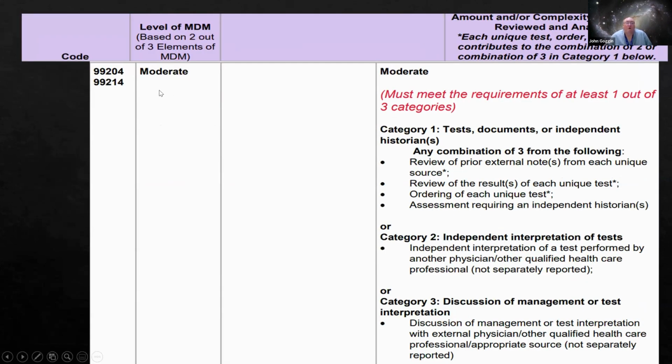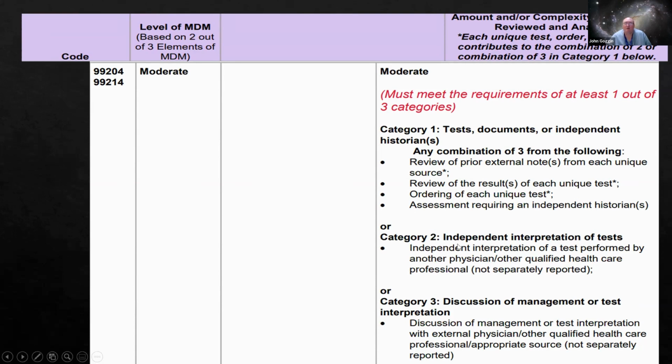So for level 4, you have to meet one of these 3 categories. Again, you can't mix and match within these. So you either have to get any combination of 3 of these, or the independent interpretation of a test. So this would be an example.